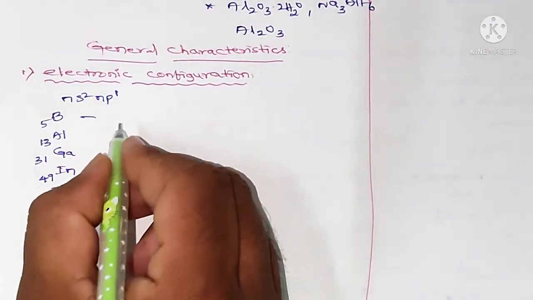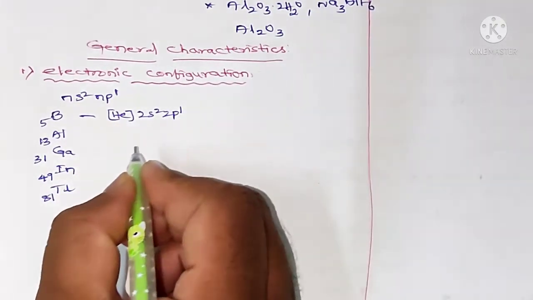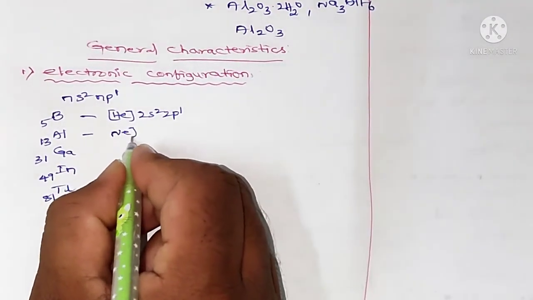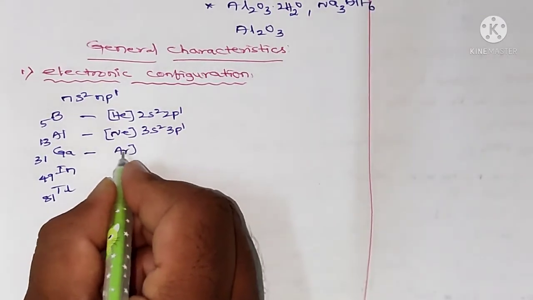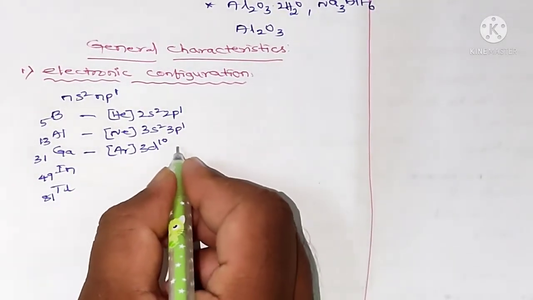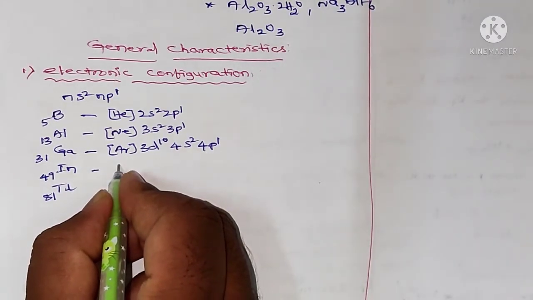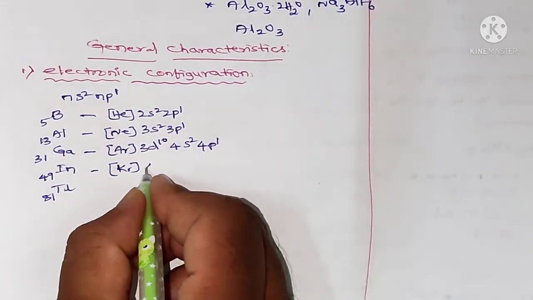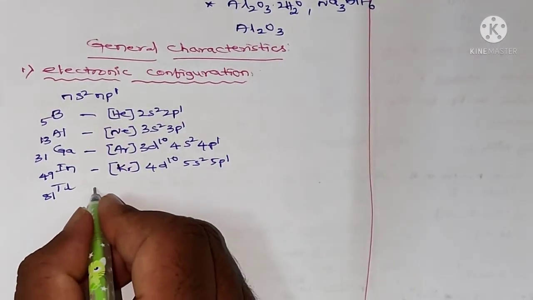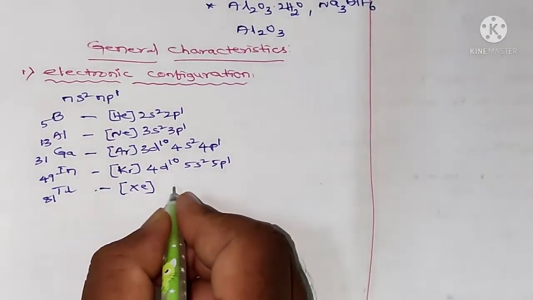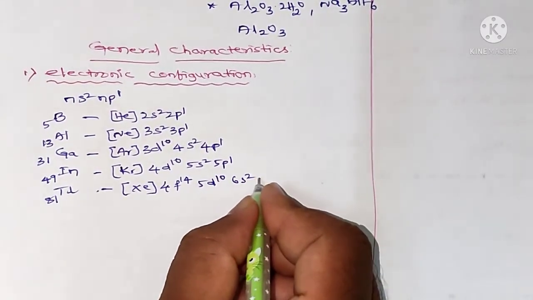The boron electronic configuration is helium 2s2 2p1, and aluminium is neon 3s2 3p1, and gallium is argon 3d10 4s2 4p1, and indium is krypton 4d10 5s2 5p1, and thallium is xenon 4f14 5d10 6s2 6p1.